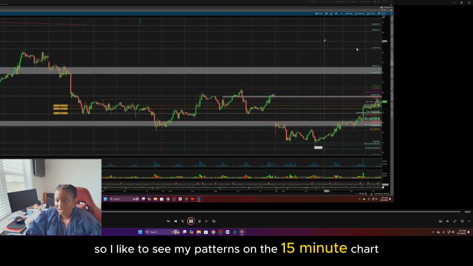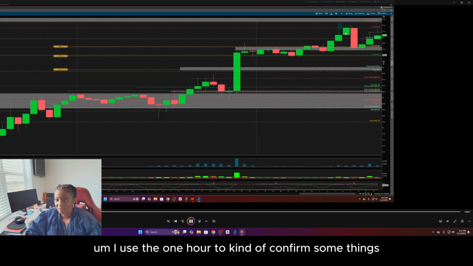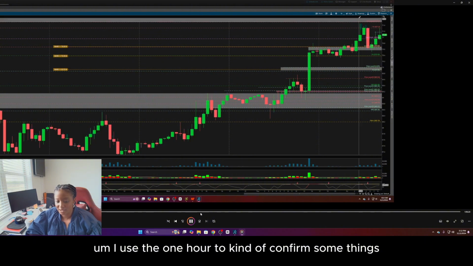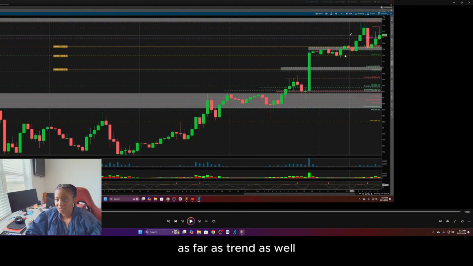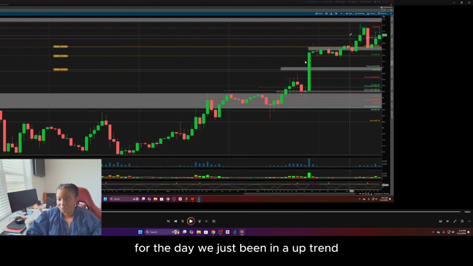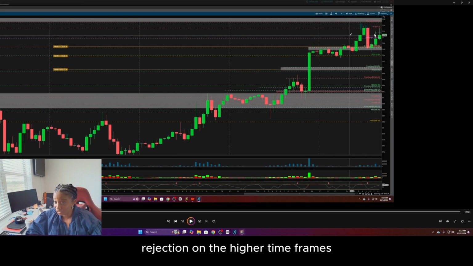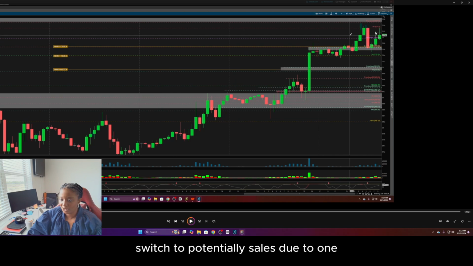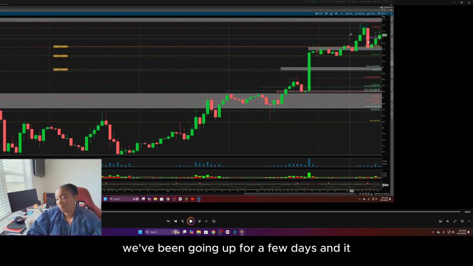I like to see my patterns on the 15-minute chart. I use the 1 hour to confirm some things as far as trend for the day. We had just been in an uptrend, so I was thinking maybe it could be a pullback, but seeing that rejection on the higher time frames is what helped me switch to potentially sales, due to, one, we've been going up for a few days, and it could be time for simply a pullback.